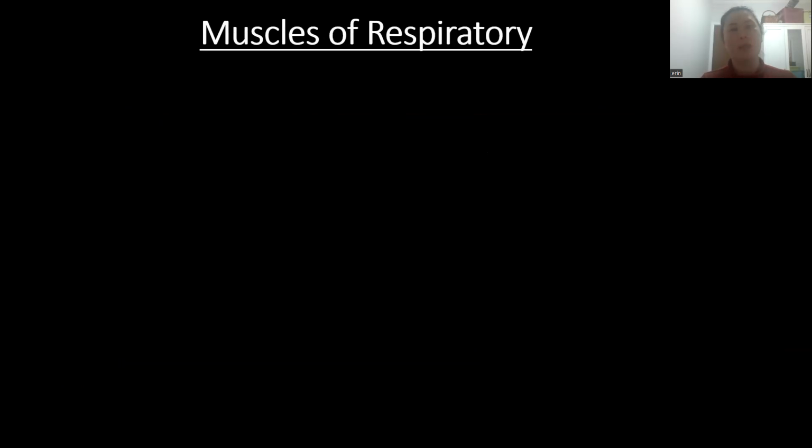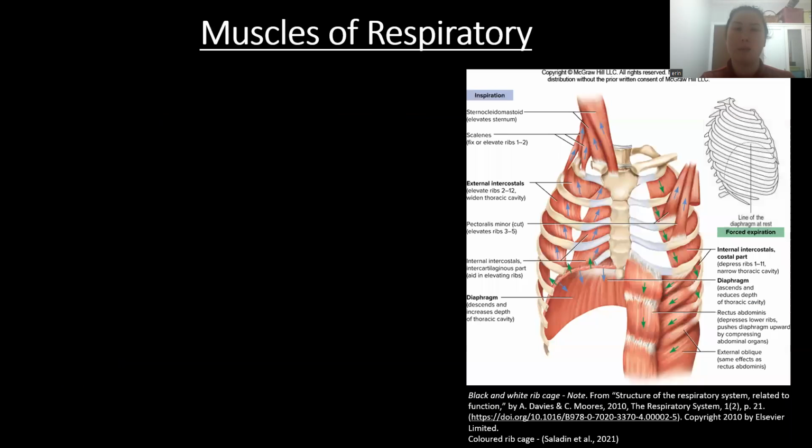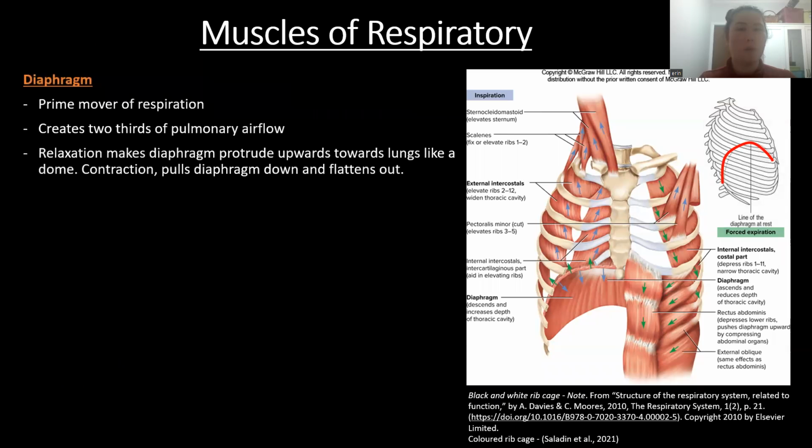Muscles of respiration. The two main important muscles for the respiratory system are the diaphragm and the intercostal muscles. The diaphragm is the prime mover, and when in relaxation, it is dome-shaped, positioned upwards against the lungs. When it contracts, it is pulled down and flattens out.